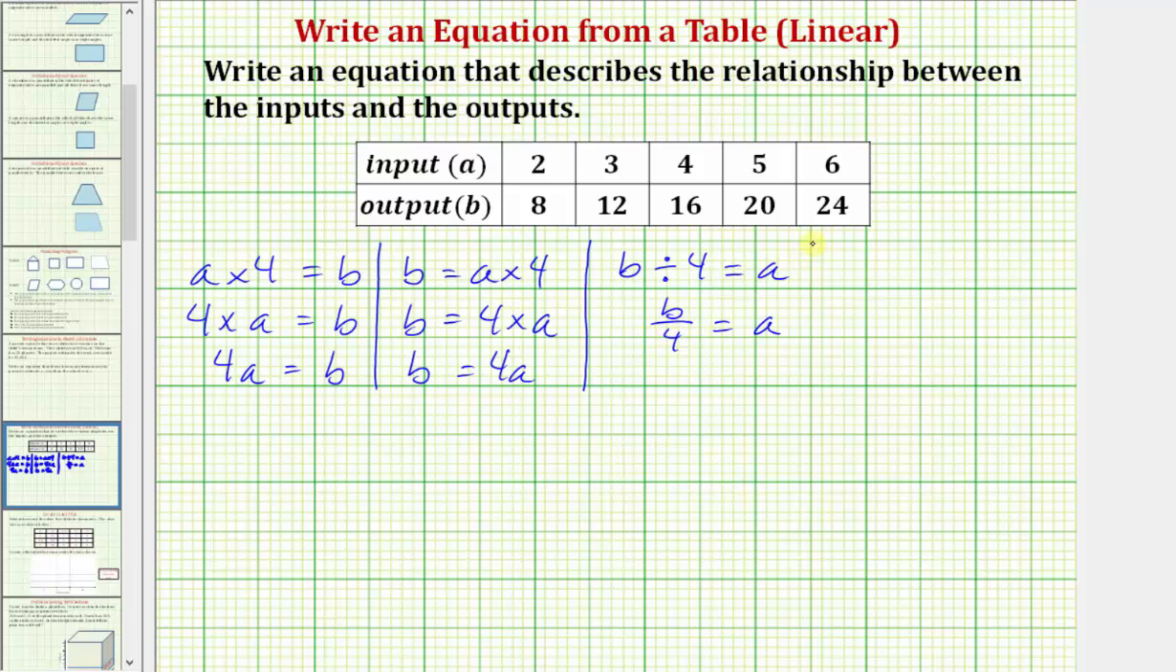And of course, we can also write these equations in the opposite order or opposite direction. We can write this first equation as a equals b divided by 4, as well as a equals b over 4. However, we do need to be careful with division. Division is not commutative, meaning if we change order of a division problem, we do not get the same result, meaning b divided by 4 does not equal 4 divided by b.